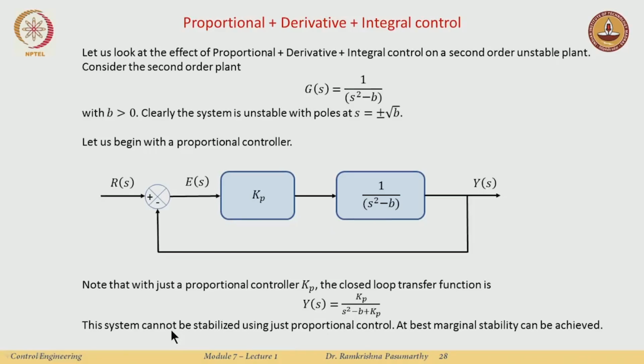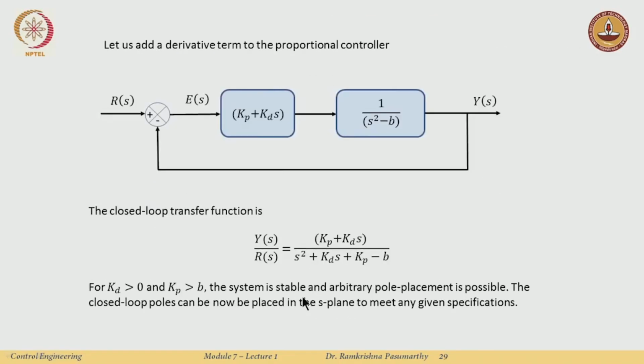Okay. Now, is the system stable? Well, at best it could be marginally stable, because there is no damping term here, but at least starting from this unstable system, I could get it to a marginally stable configuration by appropriate choice of the value of Kp.